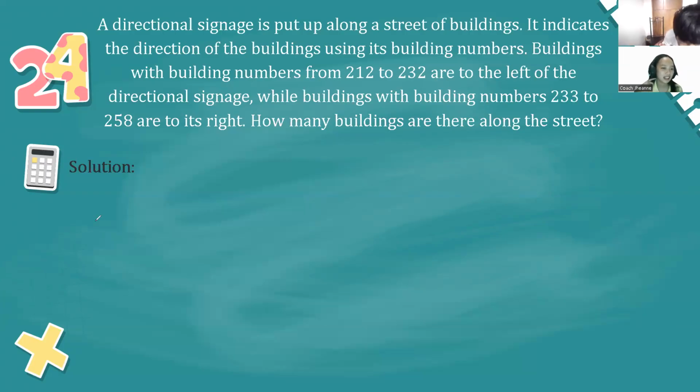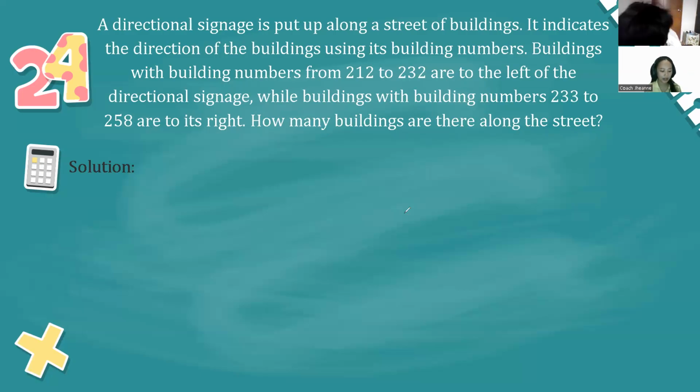Okay, number 24. A directional signage is up along a street of buildings. It indicates the direction of the buildings using their building numbers. Buildings with building numbers from 212 to 232 are to the left of the directional signage, while buildings with building numbers 233 to 258 are to its right. How many buildings are there along the street?